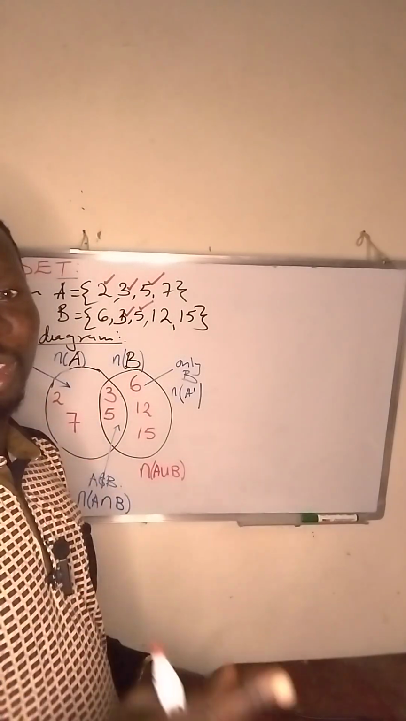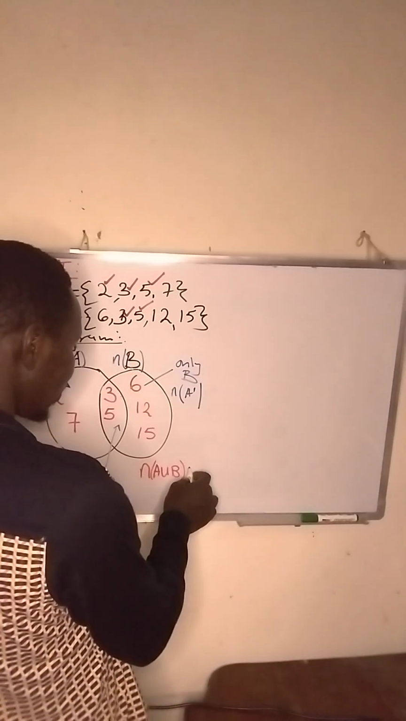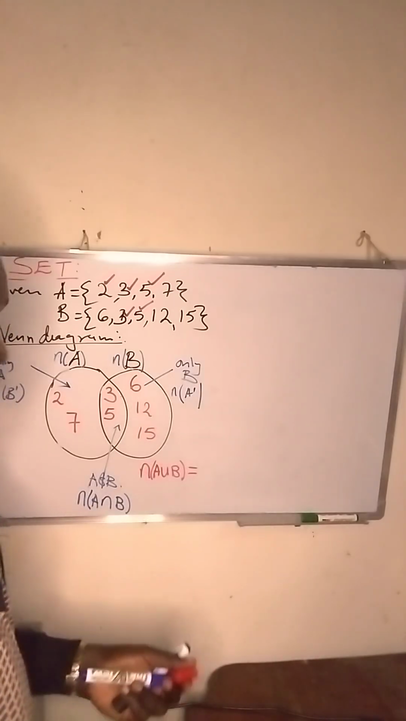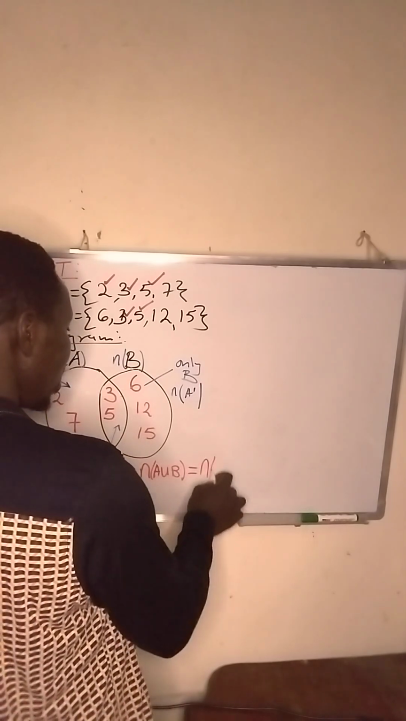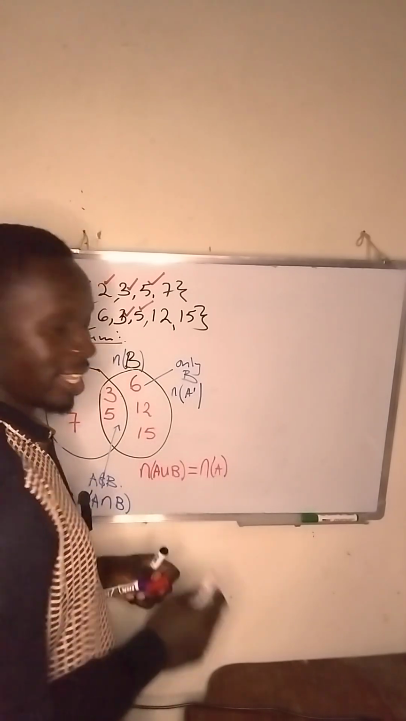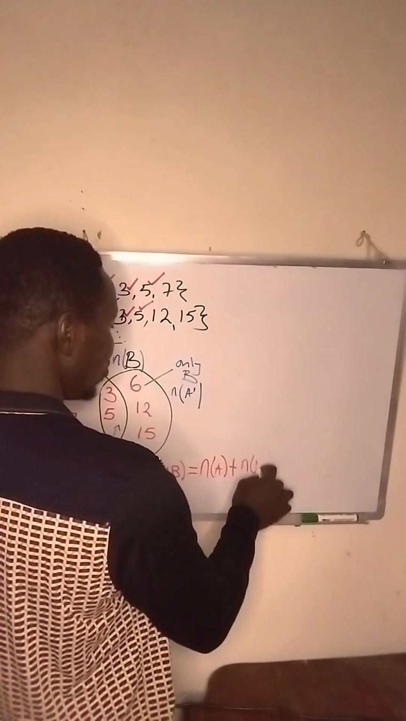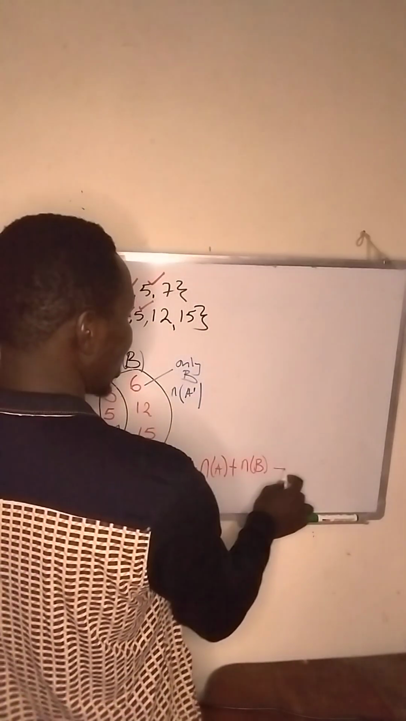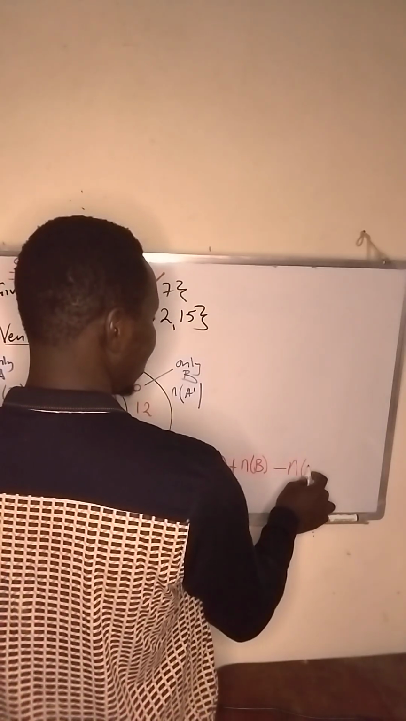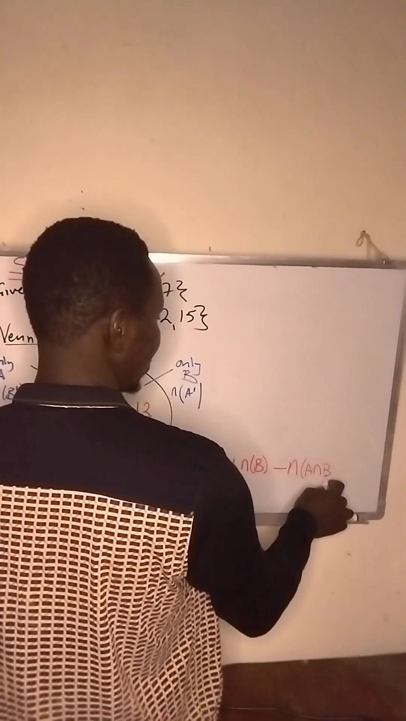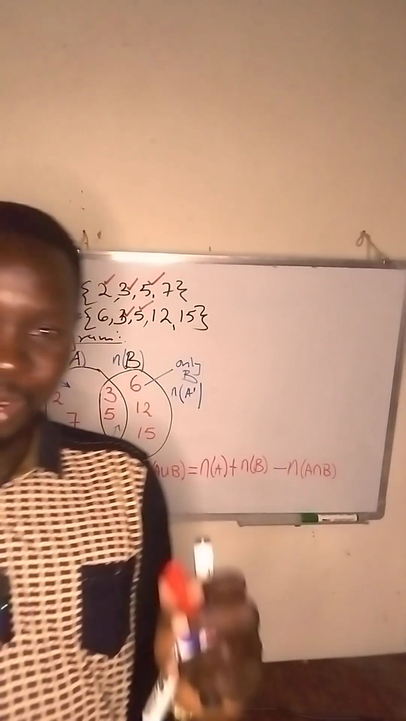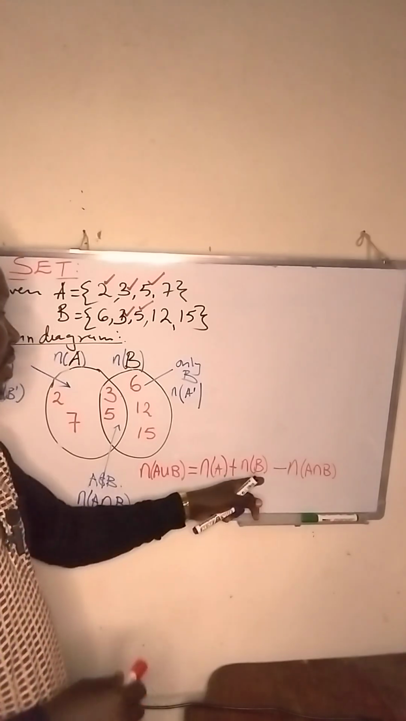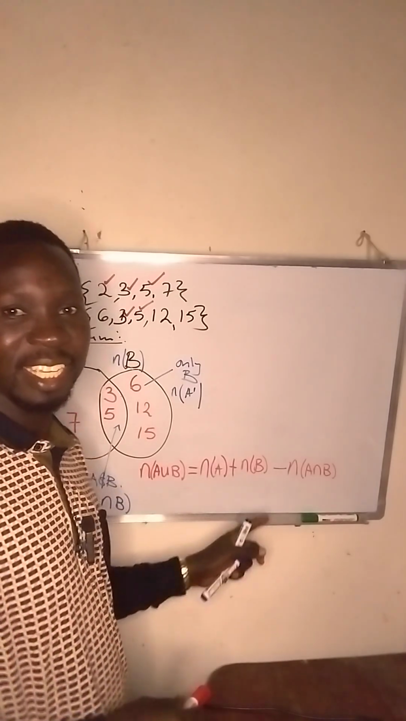Now, what is more interesting here? To obtain the total number of members in A and B, all of them combined, is the same as getting the number of elements in set A, then we add on the number of elements in set B. Then also we subtract the number of elements in set A intersection B. I need you to understand this, because when it comes to obtaining the union set, you'll be in a position to come up with this formula. You have to understand it.